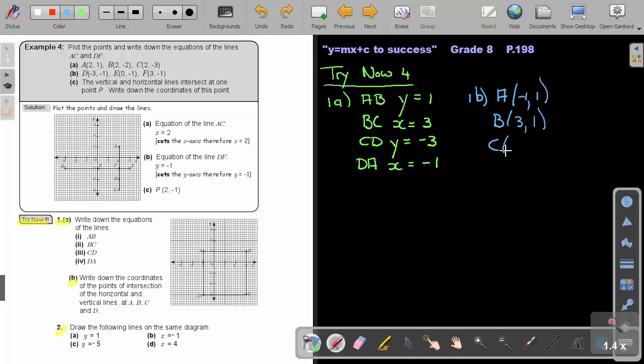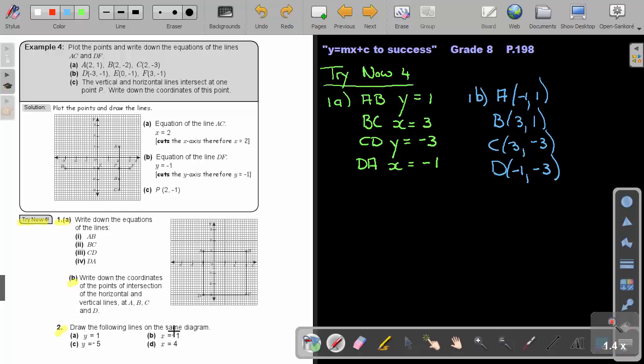And then the point C, look here. First to the x-axis, it's 3. Then to the y-axis, it's -3. So it's 3 and -3. And then point D, let's look, D. First to the x-axis, -1. Then to the y-axis, -3. So -1 and -3. Okay. And then this was number 1.